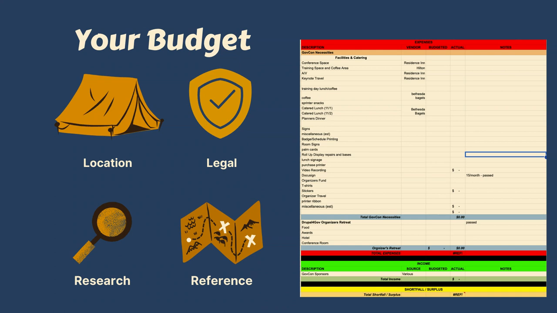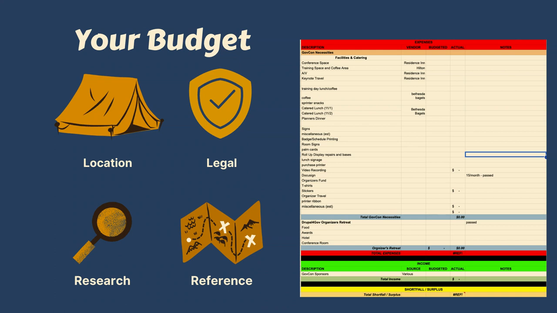I will also mention that MidCamp has a really great budget that they open sourced years ago. I don't know if it's still open, but I highly recommend looking at it if it is. It's awesome. But the other thing is you have to research.